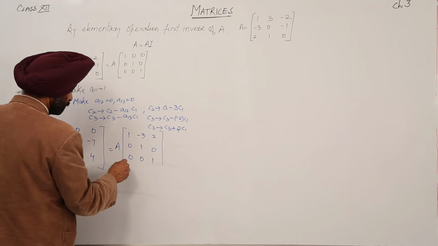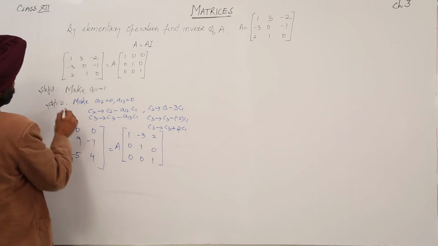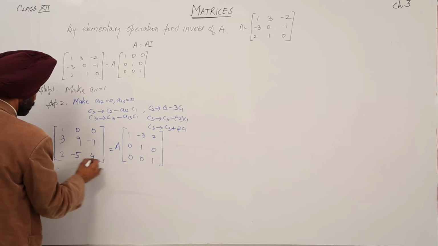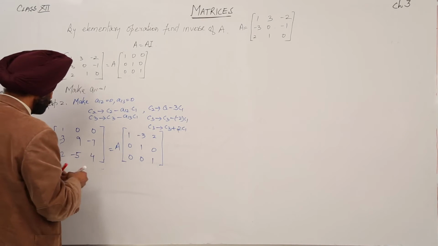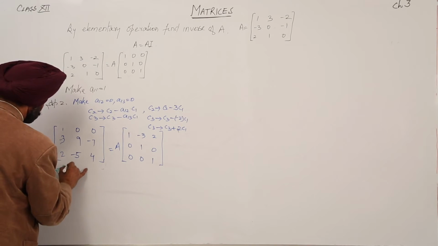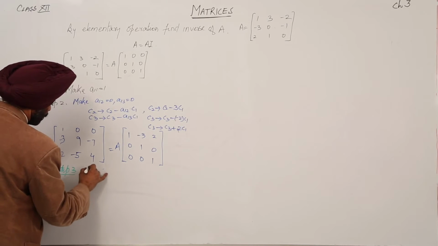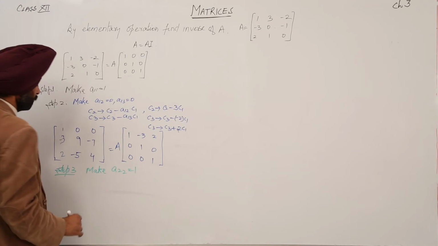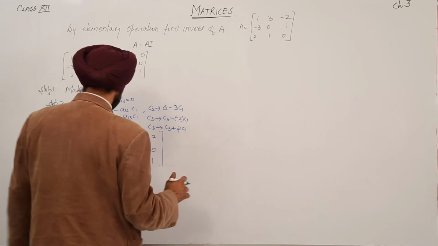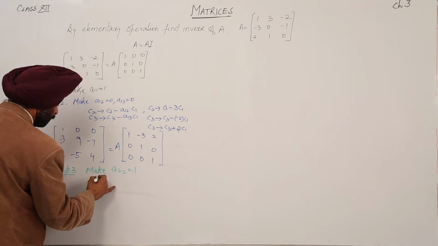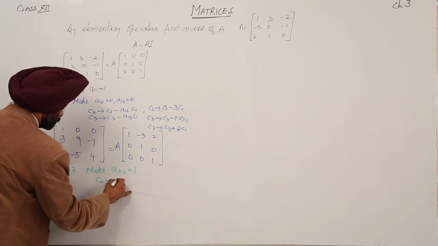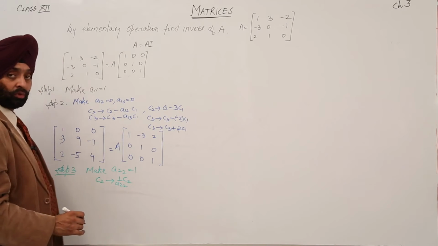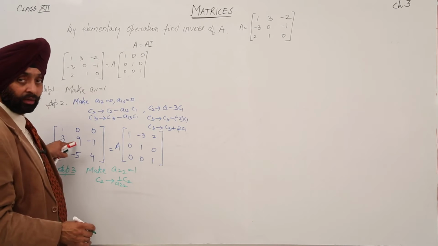Step 1 we have done, step 2 done. Now let's move to step 3. Step 3, make A22 equal to 1. Now we have to make A22 a 1. What operation are we going to use here? C2 approaches to 1 upon A22 into C2. It means C2 will be divided by 9 now.